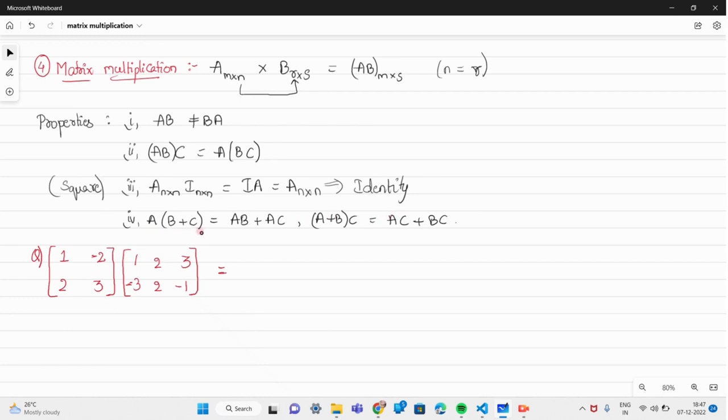Fourth, it's the distribution over addition property. Here A is distributed for both B and C, and here C is distributed for both A and B.